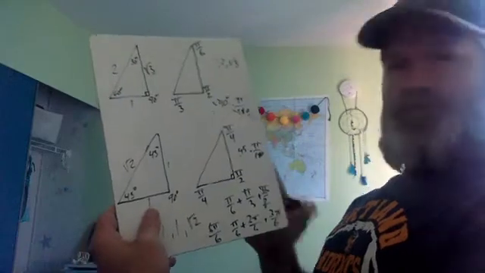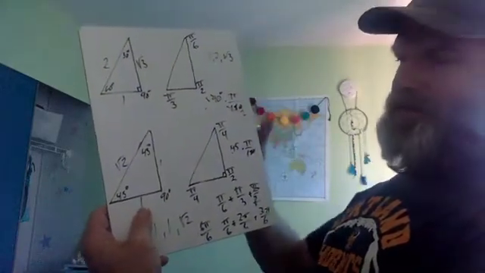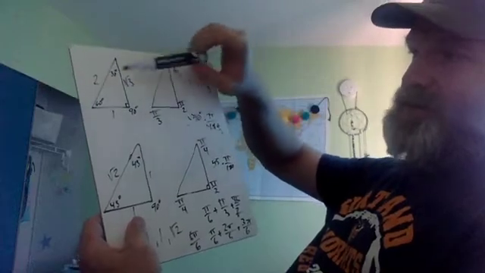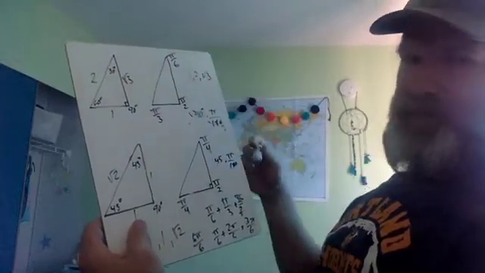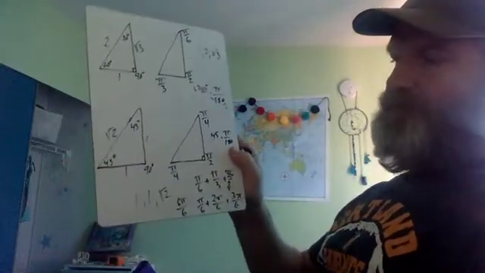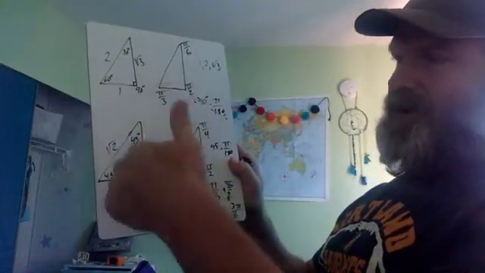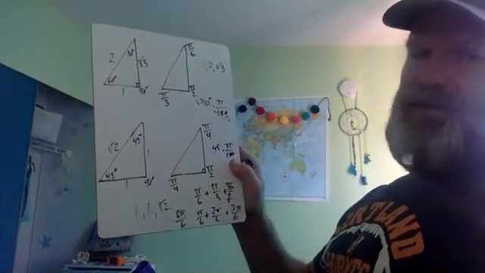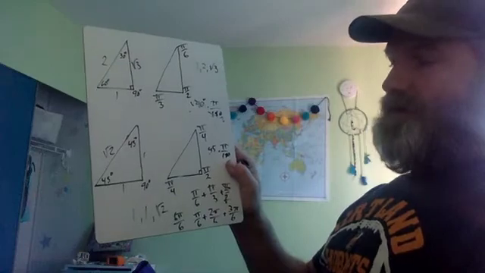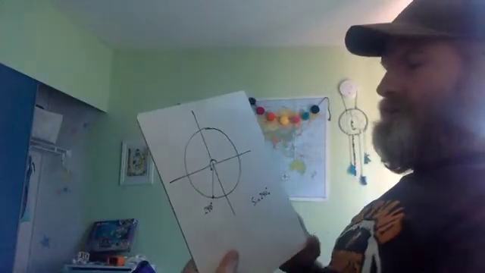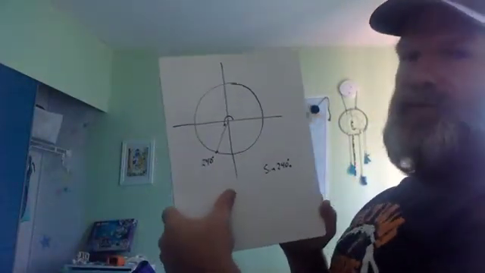Just like on Tuesday, I said these are your main degree measures, 30, 60, and 45, and multiples of those on the unit circle. You're going to have to be able to solve for sine, cosine, tangent using fractions, not decimals. Same thing with today. You're going to have to solve for sine, cosine, tangent using fractions, not decimals, but they're going to be in radians, not degrees. So here's an example of what a problem might look like.